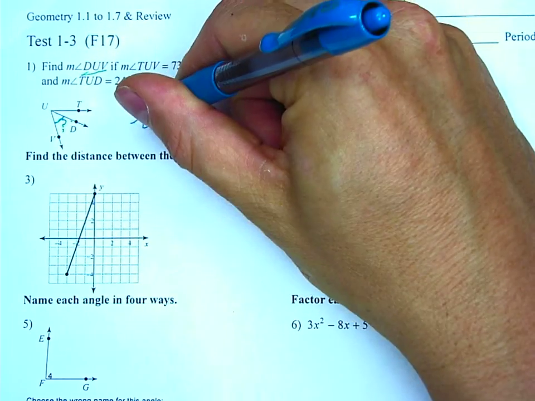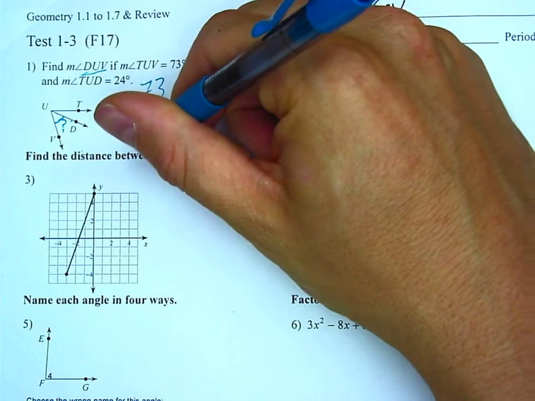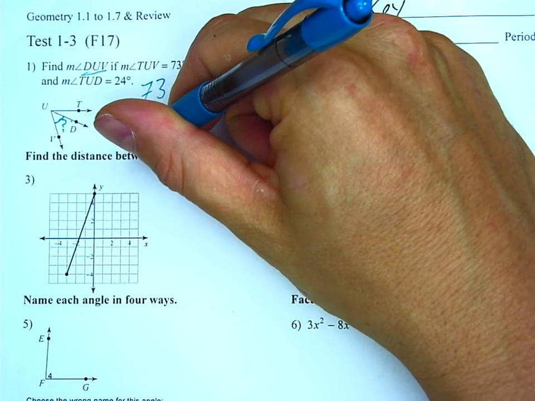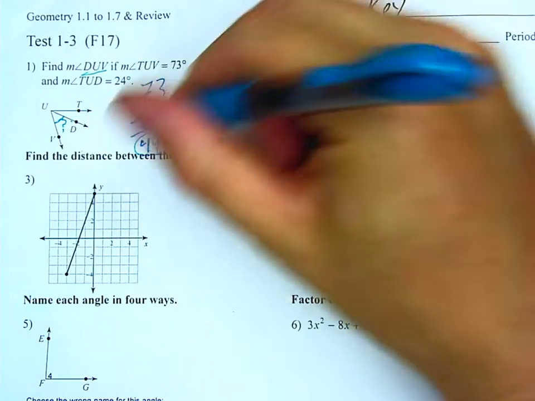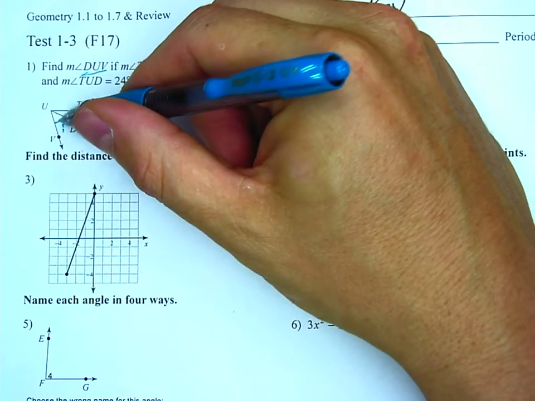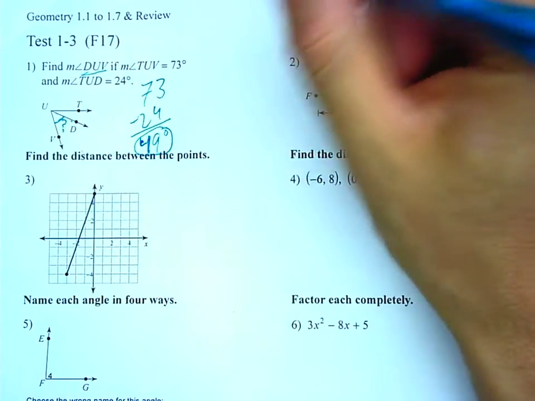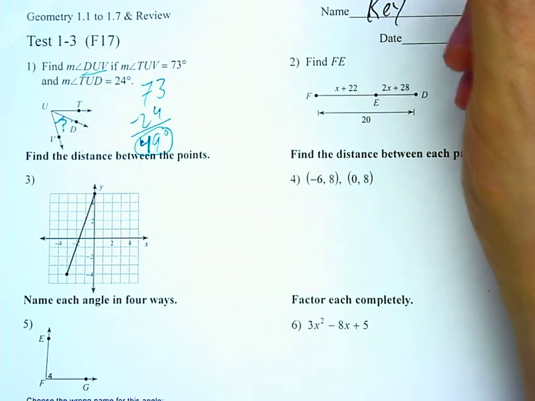73 minus 24. Again, you have to be attentive here to which angle you're looking for, whether you're looking for the smaller angle or you're looking for the larger angle on the diagram. So I'm looking for the smaller angle here, not the entire angle. I'm given TOV. I'm looking for DOV.